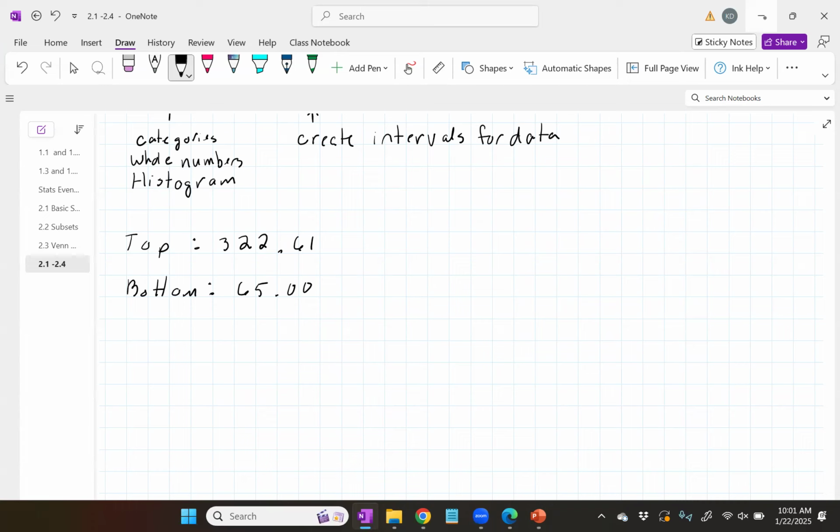$322 minus 6. So let's call it a 300 difference. 20 is going to give me 15 categories. 50 feels like it's too small or too big. It would give me 6 categories. Let's go by 30s, maybe? So how's that sound?